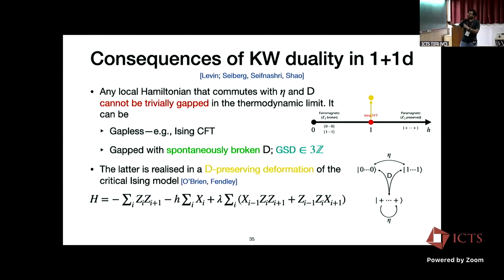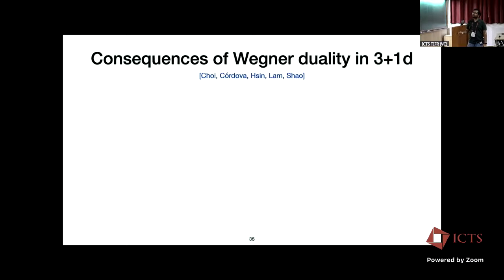This is very nice because now you can explicitly see the representation of the symmetry. This is the three-dimensional representation, and this is how the symmetries act. Eta exchanges these two states and preserves this state. On the other hand, D maps both the 0 state and the 1 state to the plus state, and it maps the plus state to an equal weight superposition of 0 and 1. So that's a representation of this algebra in the ground state. This is nice. We can move on to 3+1D.